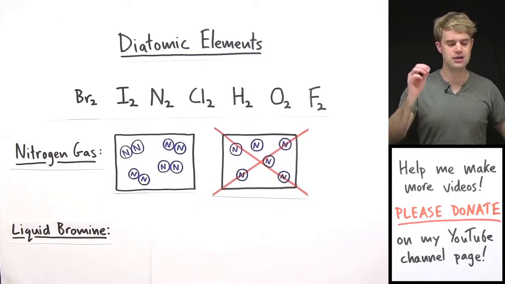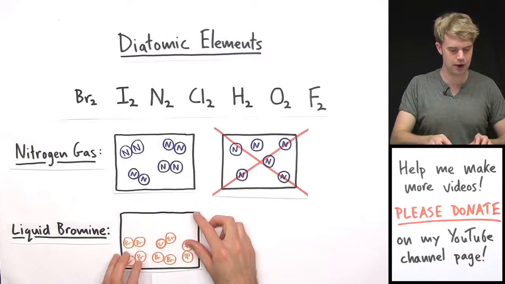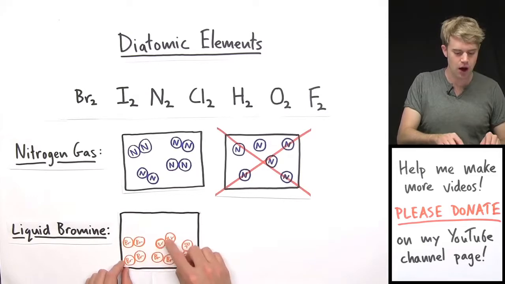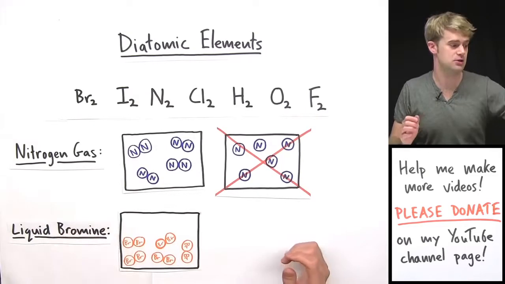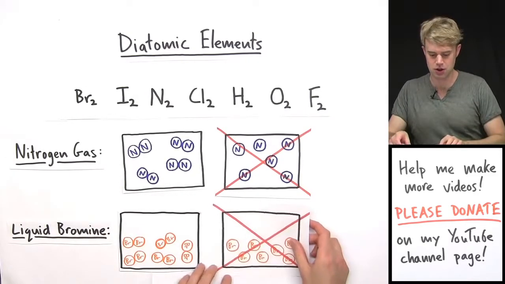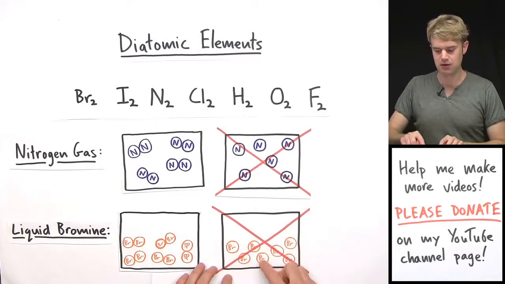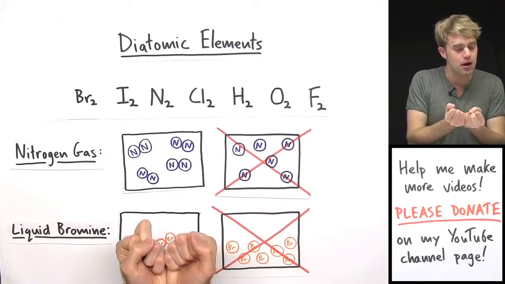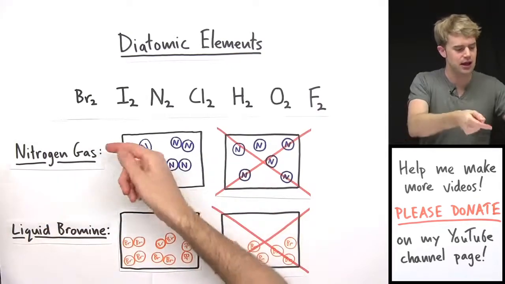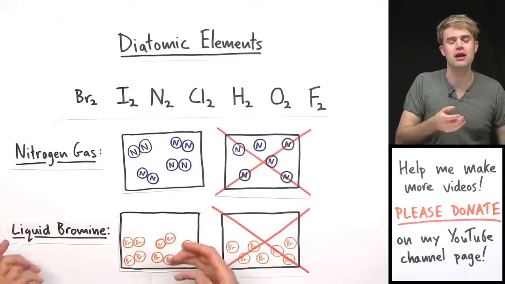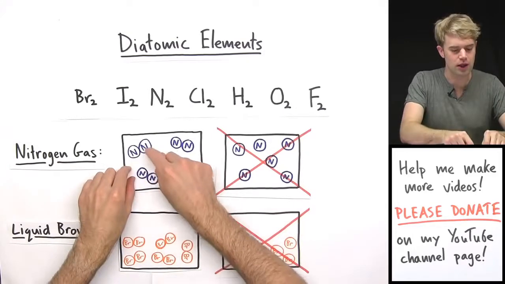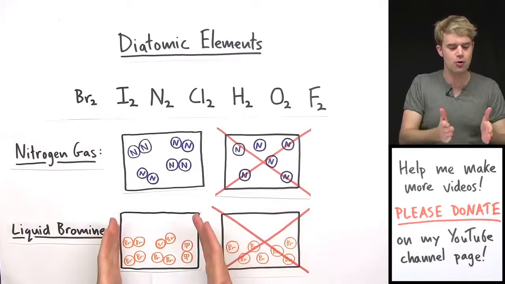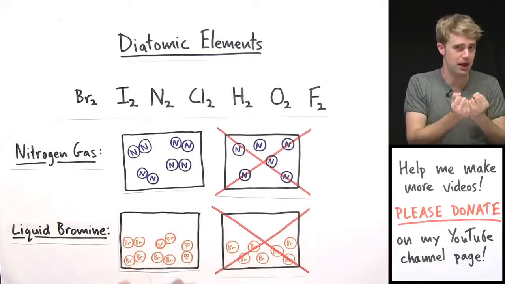Okay? The same is true for liquid bromine, which is made of only bromine. We zoom in on a tiny little drop of liquid bromine, and it looks like this. The Br atoms are connected together in pairs. It would not look like this with the Br atoms individual. Nitrogen and bromine have to pair up because nitrogen gas and liquid bromine contain only this element. There's just nitrogen here, there's just bromine here, so the atoms have to pair up.